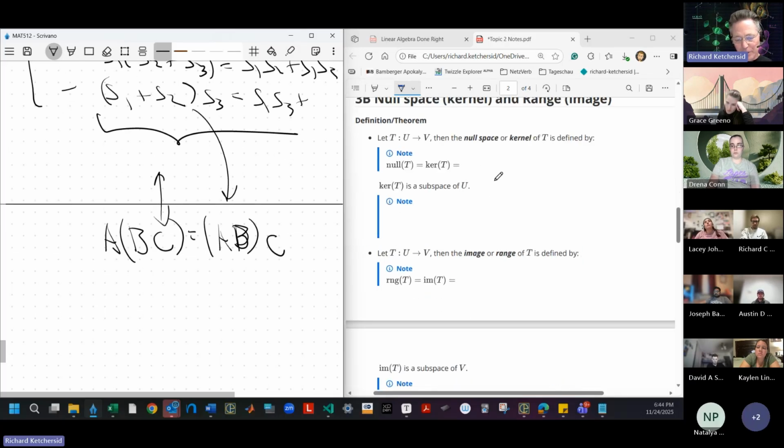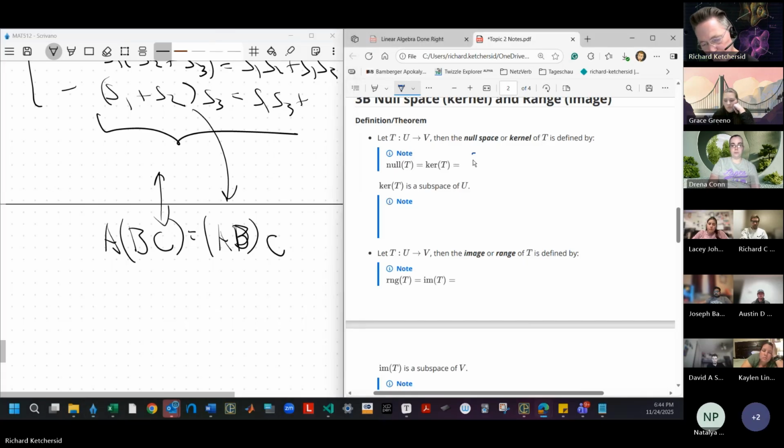Now we've actually talked about the kernel. What is the kernel, the null space? It's a set of all what? So this is going from U to V, so it's a set of all u in U such that what happens? T here is going from U to V. That it gets mapped to 0. Yep, T of u is 0. And this is the 0 of V, if we want to make sure. All right.